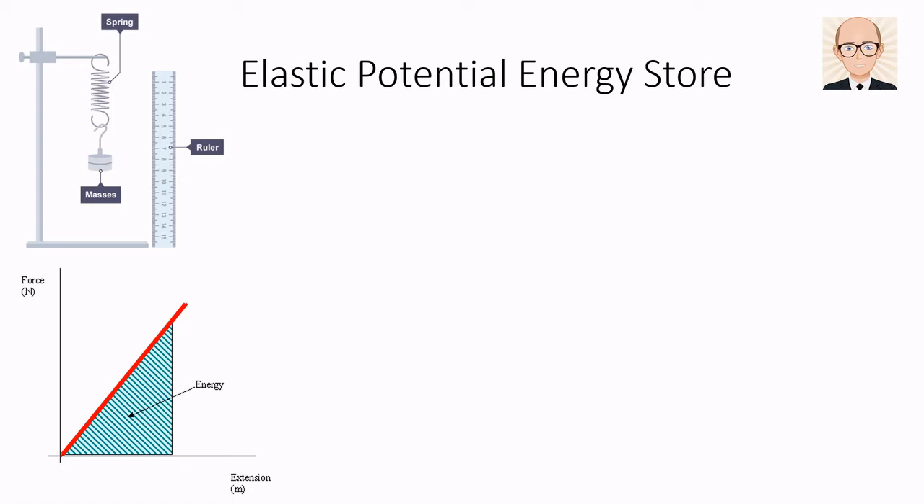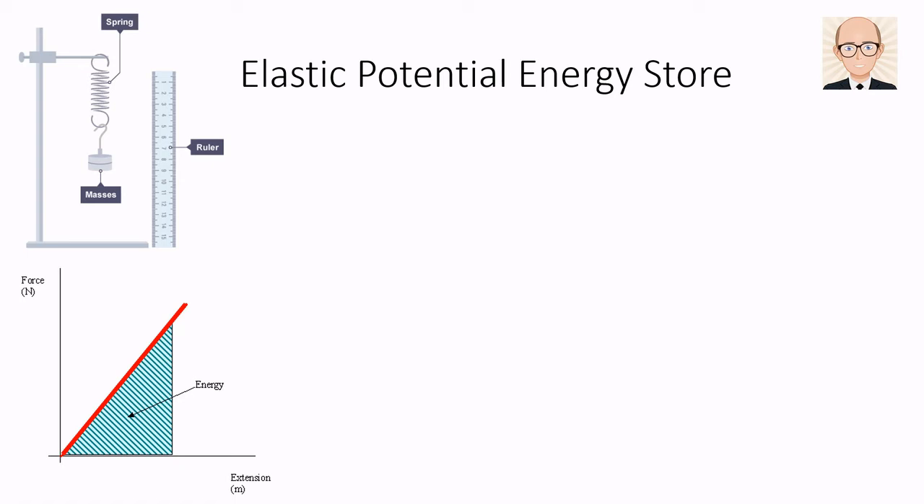It gets more and more difficult to stretch a spring the more it is stretched. At first, the spring requires very little force to extend it. Later, as the spring gets longer, the force required to not only hold it, but extend it further increases. If we plot extension against force, we get a line graph like this one, where the force required to extend the spring increases as the spring extends. The energy transferred to the spring can then be shown as the area under this graph.